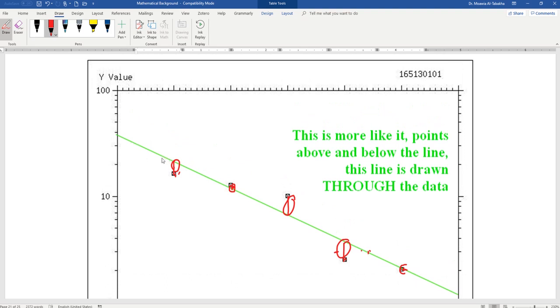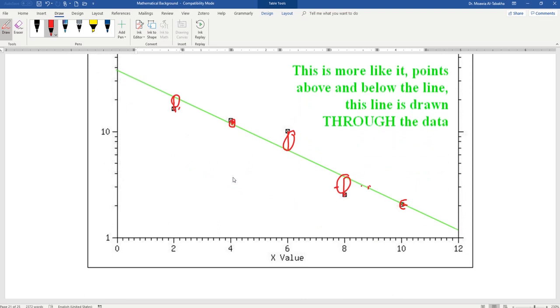Suppose I want to get the slope. Now, the slope is y2 minus y1, so we can take any two data points. Remember, this is very important: you have to know that your y-axis is a logarithmic axis and not a normal axis. Another thing to remember is that once you draw the line, you should forget about the original data points.